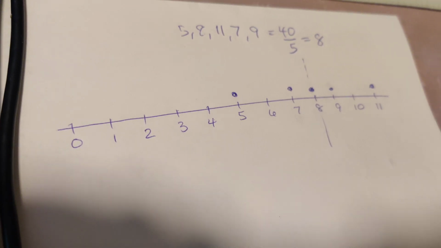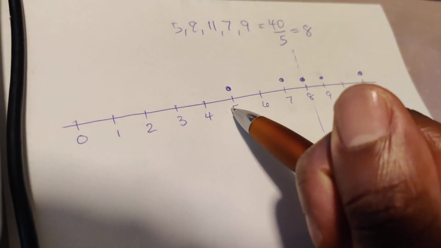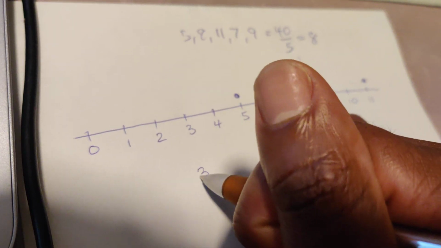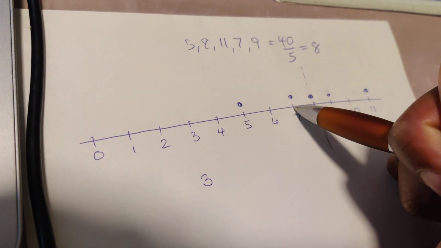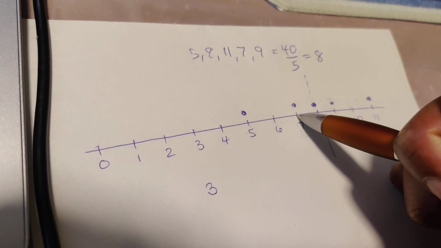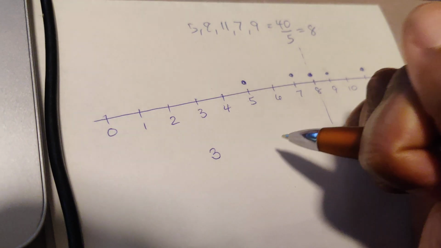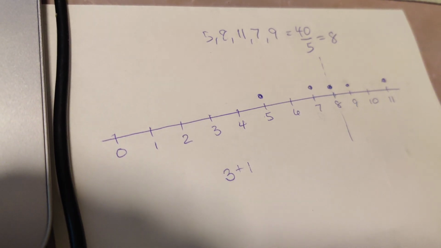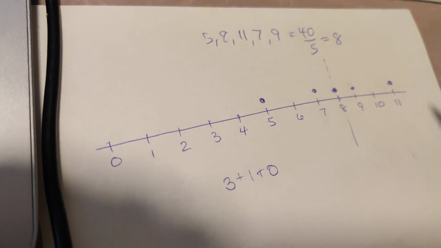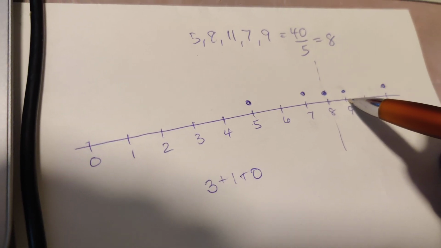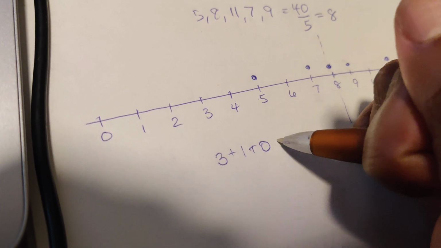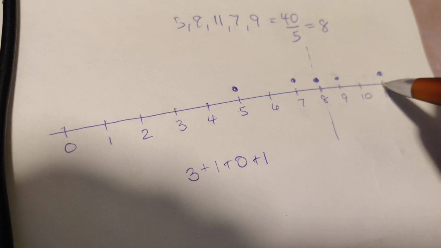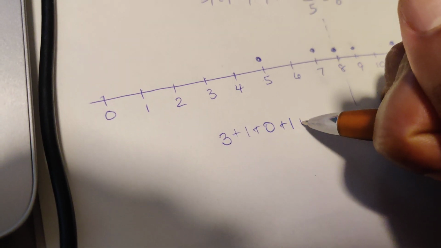So just looking over here at the 5, how far from 8 is 5? That's 3. Our next data point is 7. That's a lot closer. How close or how far is that from 8? That's just 1 away. The 8 is not far from 8 because it's 8, so that's simply 0. Our 9 over here is 1 away from 8, so that's 1. And our 11 out here is 1, 2, 3 away from our mean, so that's 3.